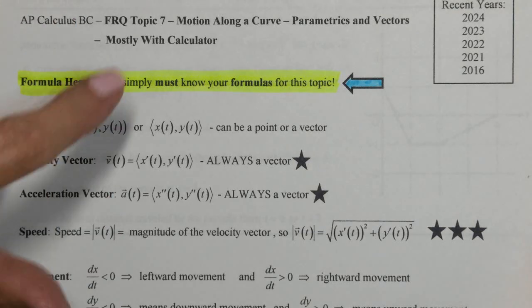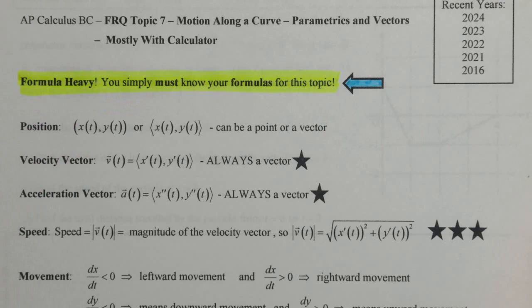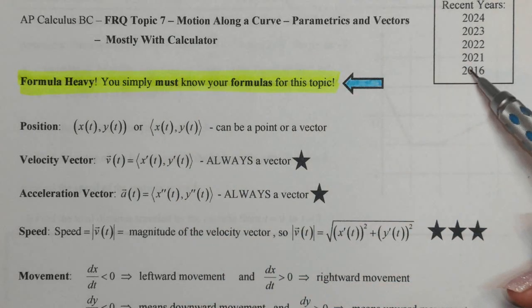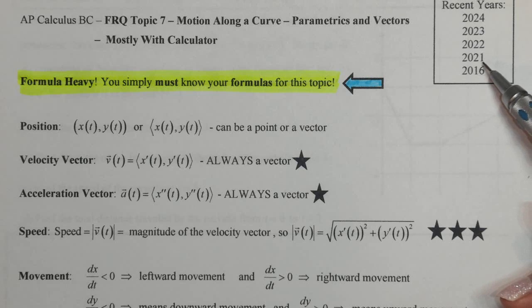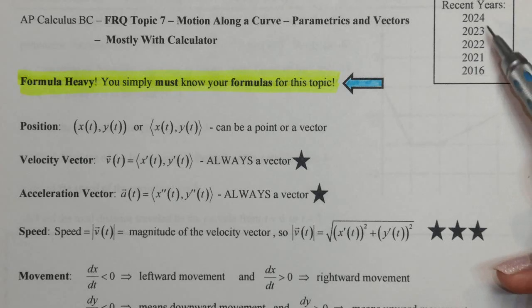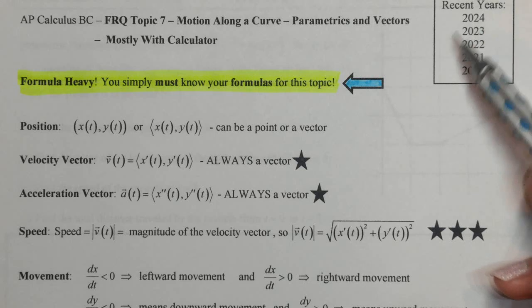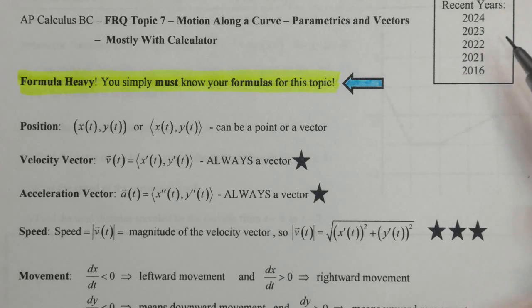We are on FRQ topic number 7. This is motion along a curve, parametrics, and vectors. Okay, almost always with a calculator. You can see the recent years. There was a pretty big gap when they did not have a question on the exam, but lately it's been very consistent. So my thought is that the makers of the AP exam feel that this is a very important topic. Okay, that's a good thing.